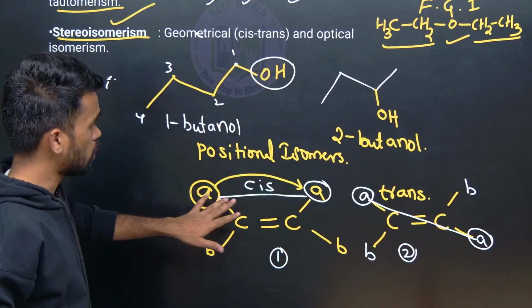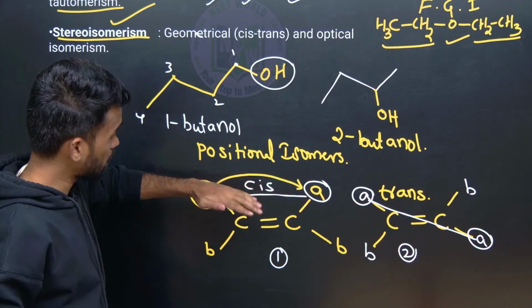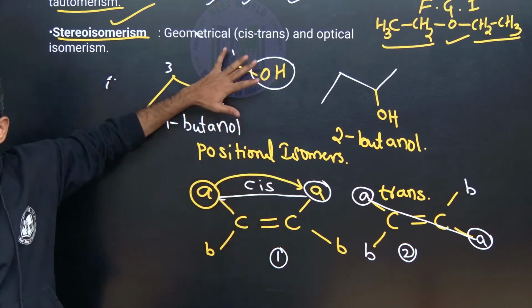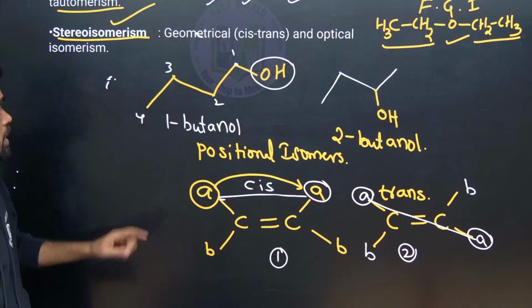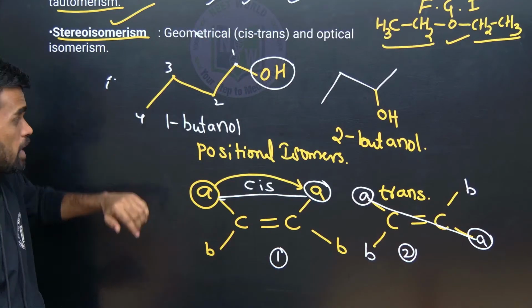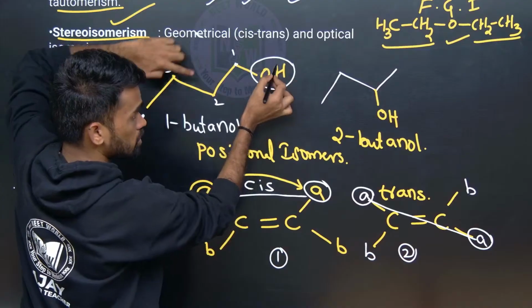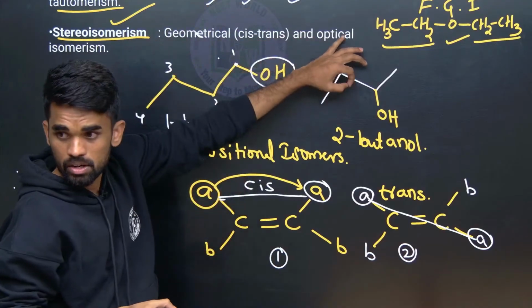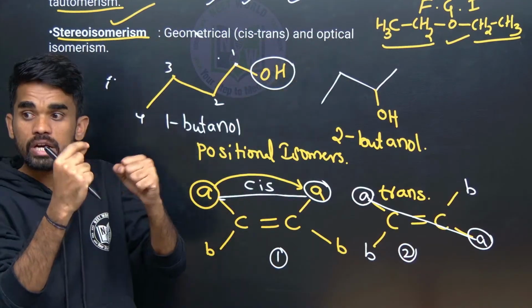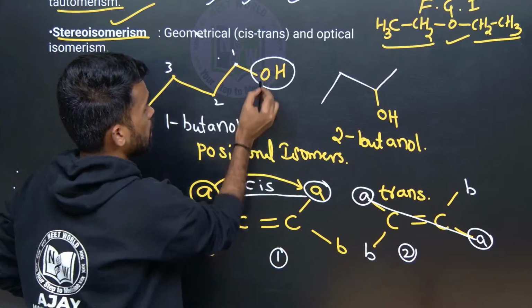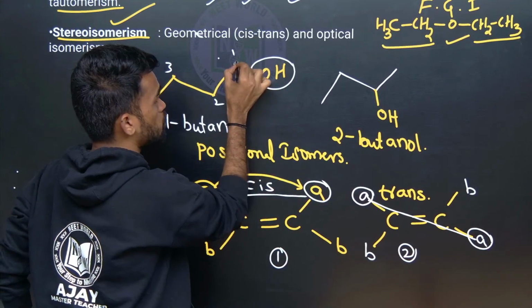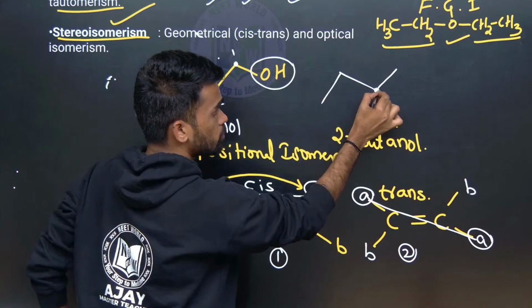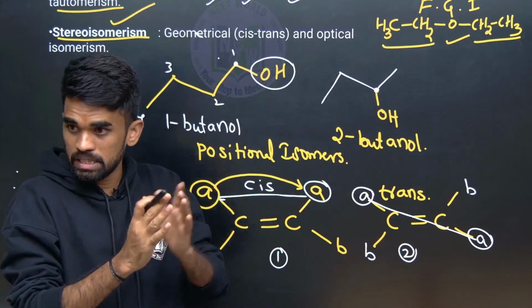So now we need to compare this stereoisomer to structural isomer so that it will give us more clarity. In structural isomerism, if you compare, what is the position of OH? Here it is 1, here it is 2. It means bond connectivity is different. The OH group is connected to the first position in one, and to the second in the other, so bond connectivity is varying here.